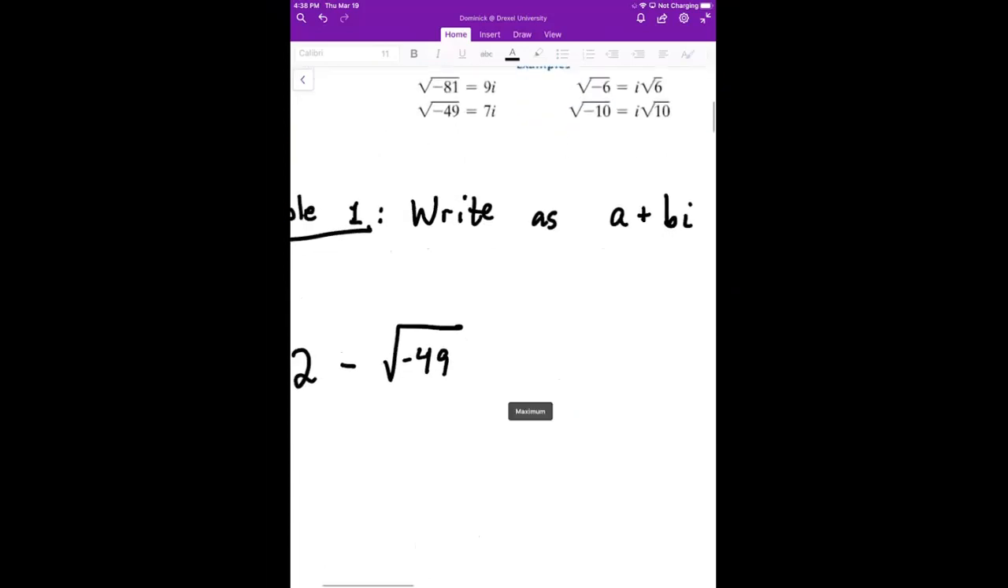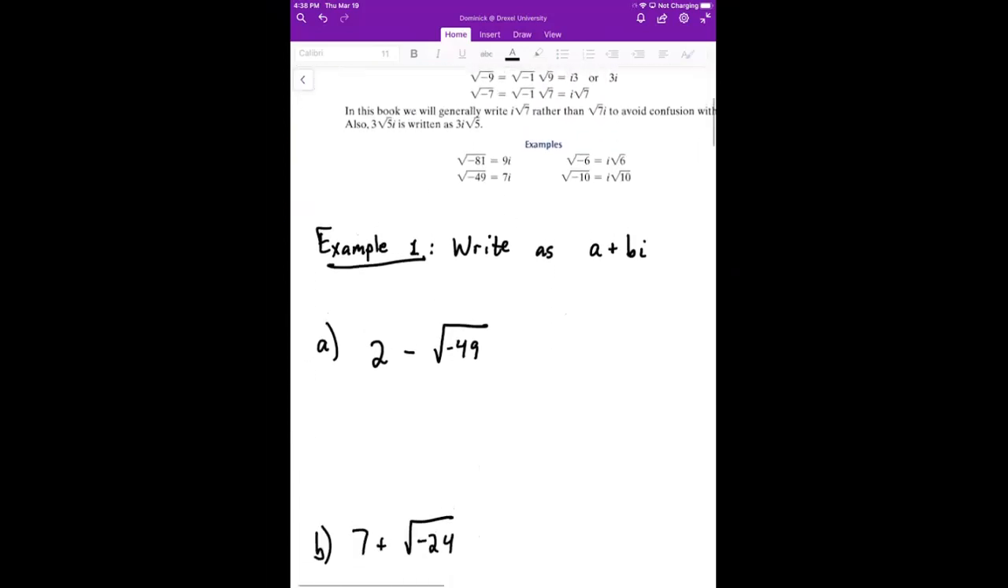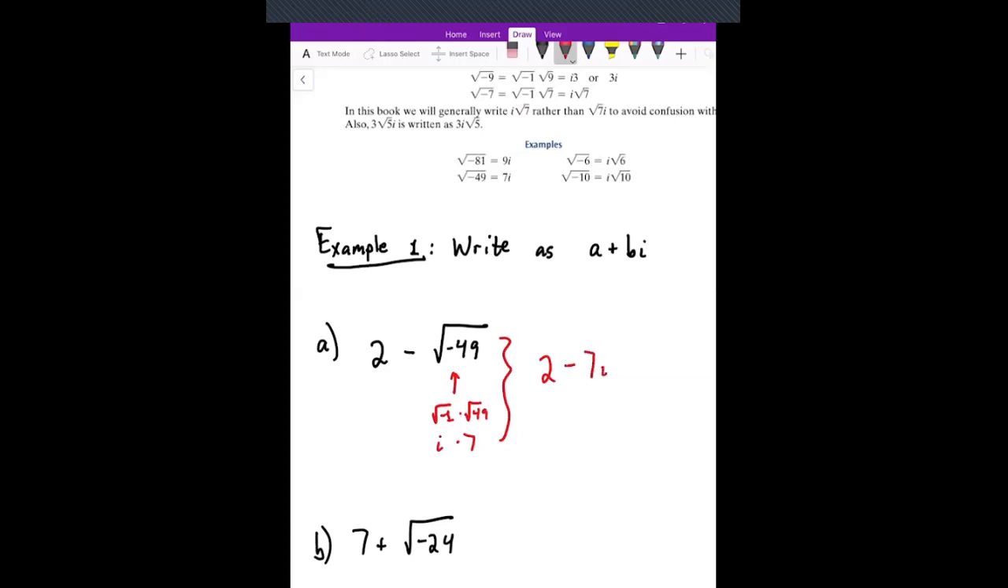All right. So let's look at 2 minus square root of negative 49. Right. So the first thing that we notice is that we have this square root of a negative number here, right? So what we want to do is use the property that we just talked about, where we can think of this as square root of negative 1 times square root of 49. And now we actually know what both of these are, right? Square root of negative 1 is what we've been calling i, and square root of 49, of course, is just 7, right? So we can now write this as 2, we didn't do anything with that, minus 7i, right?